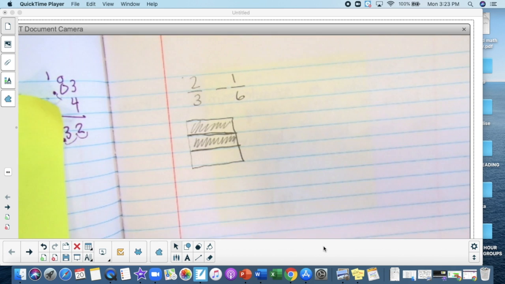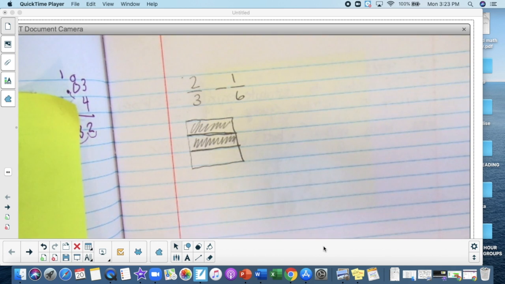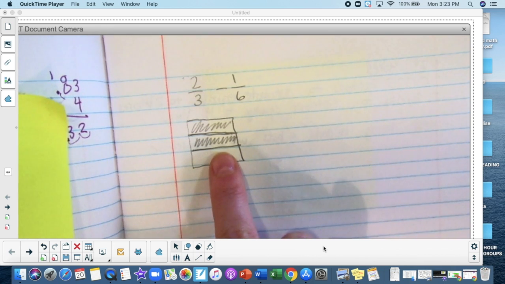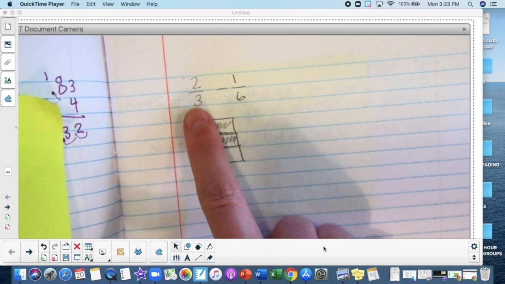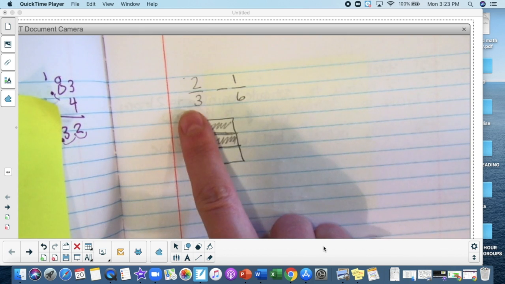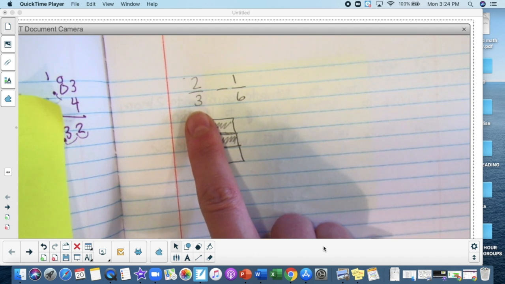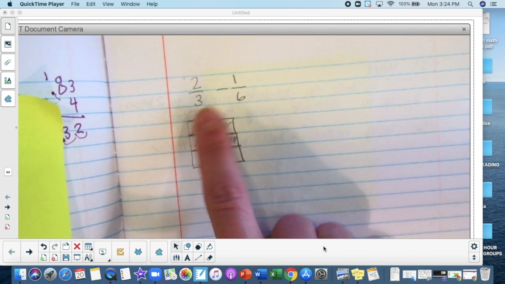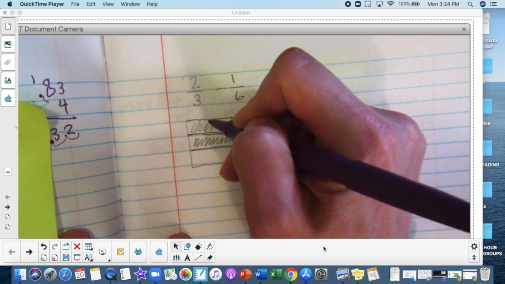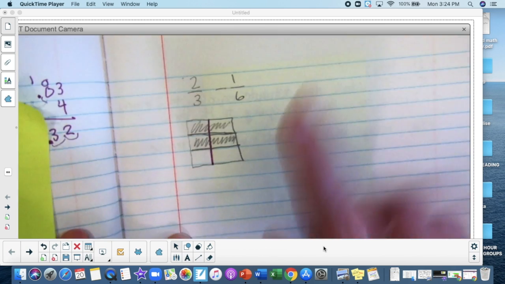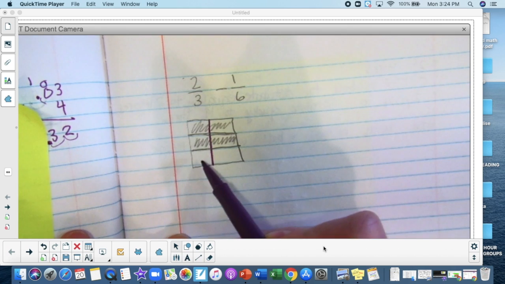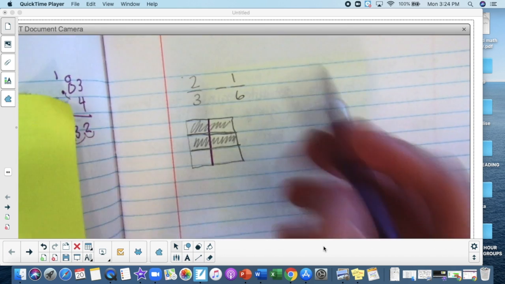Cruising along. I have 2/3 minus 1/6. All right, so I drew my same model of 2/3, but I know 3 can become a 6. 3 is a factor of 6. 6 is a multiple of 3. So if I just split this in 2, now I have 6. 2, 4, 6. So I have 2/3.